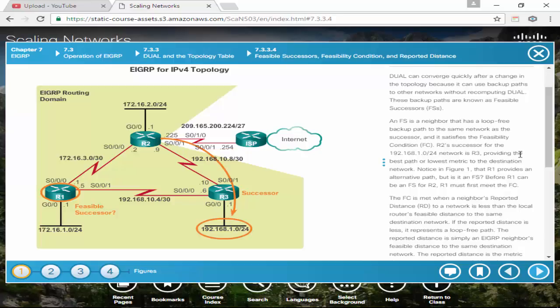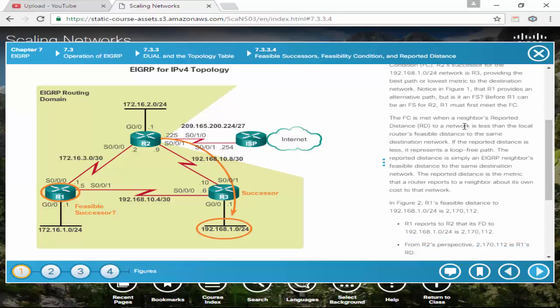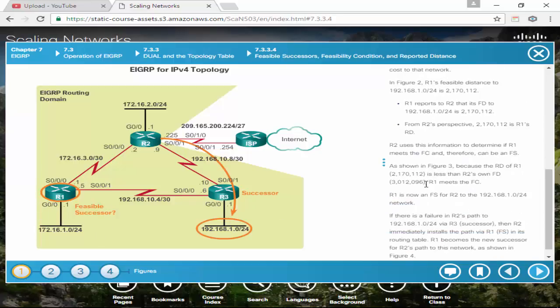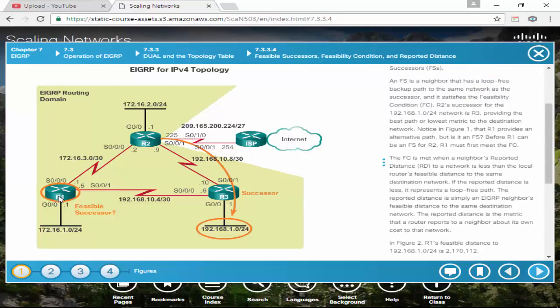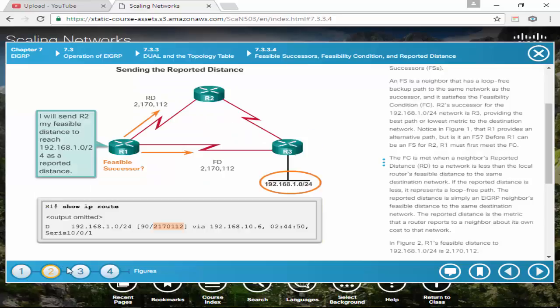And so the feasible condition is met when a neighbor's reported distance, that's the second number we're going to see in the topology, is less than the local router's feasible distance to the same network. Because what someone else is telling us should be less than the feasible distance of our current primary route. You can be a feasible successor if your reported distance is less than the feasible distance of the successor. Okay, so successor is a primary route. If the reported distance is more than the feasible distance of the successor, then it might not be loop-free. And so that's where it gets confusing.